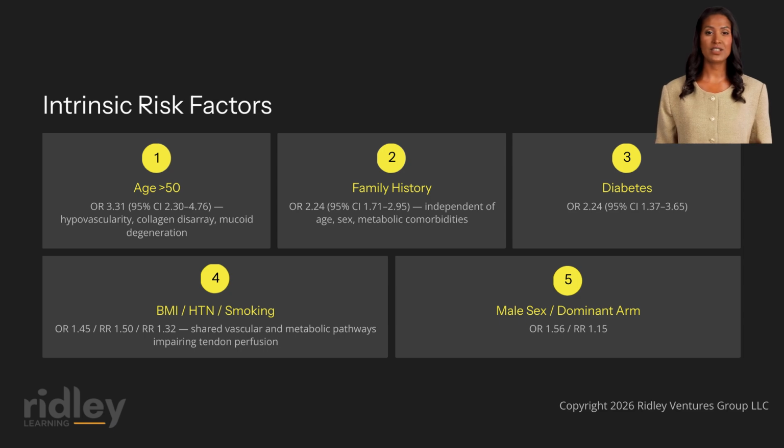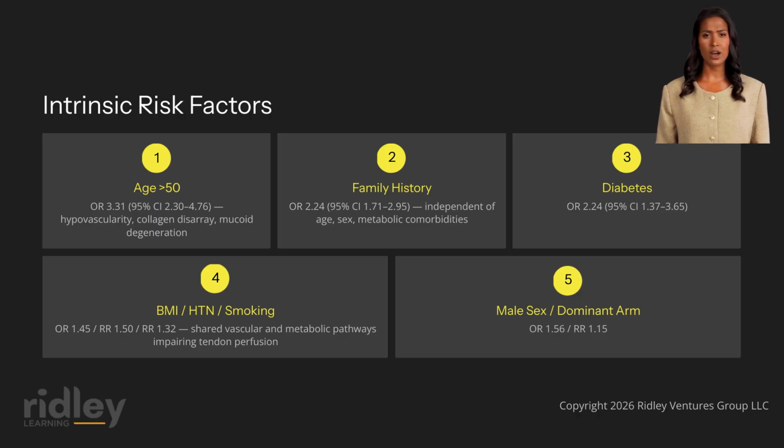Now let's look at the pathophysiology and risk factors behind rotator cuff disease. Advancing age is the single strongest intrinsic risk factor for rotator cuff pathology. A systematic review and meta-analysis found that age above 50 years more than triples the risk of rotator cuff tendinopathy, a finding strongly and consistently supported across the evidence and representing one of the most reliably established demographic risk factors in the literature. The pathophysiologic basis for this age-related vulnerability involves progressive hypovascularity of the critical zone of the supraspinatus tendon, collagen fiber disarray, increased type 3 collagen deposition, mucoid degeneration, neovascularization, and tenocyte apoptosis.